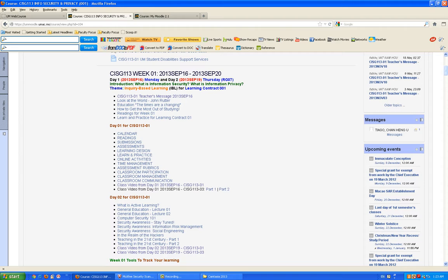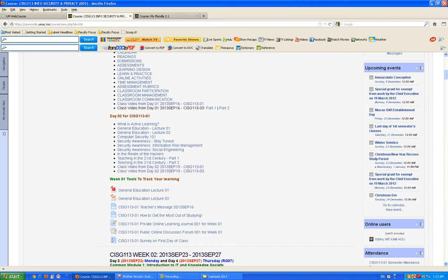And at the end of each block, you can see I provide some tools for my students to get them engaged. For example, the online journal, which is just like a notebook, the online public discussion forum, and also a typical teacher's practice on the first day of class, the survey on the first day of the class, to get some understanding of my students.